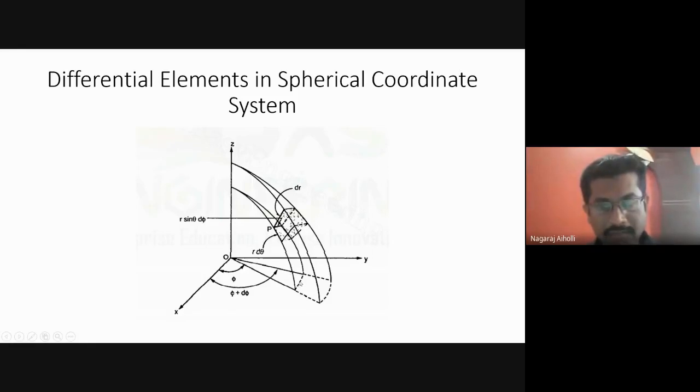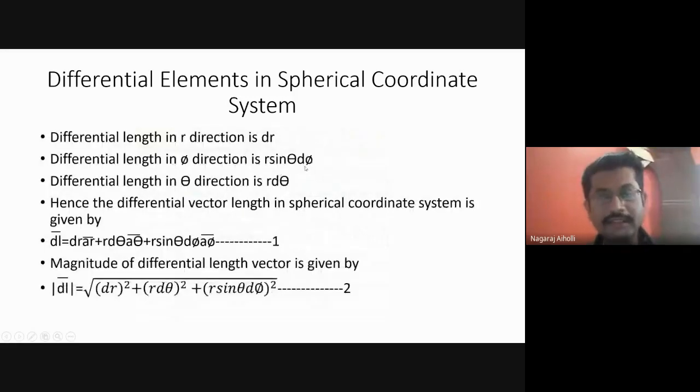So if this is r d phi, it is multiplied by the sine of the angle formed between OP and the Z axis. That gives the amount by which the arc length has been increased, that is r sine theta into d phi. Previously it was just r d phi, now multiplied by this angle subtended, sine theta. Hence the arc length is r d phi into sine theta. That means for the angle phi, the differential length is given by r sine theta d phi.